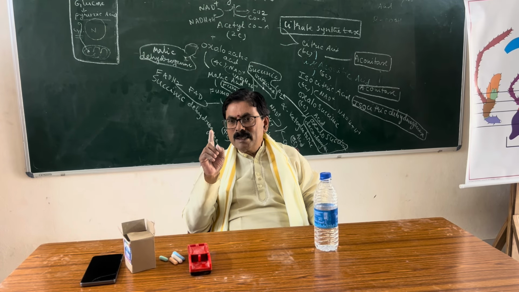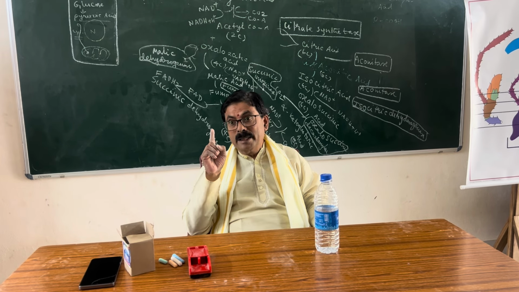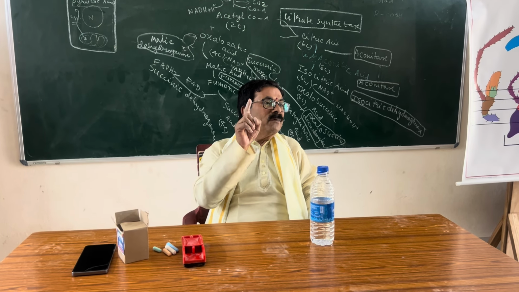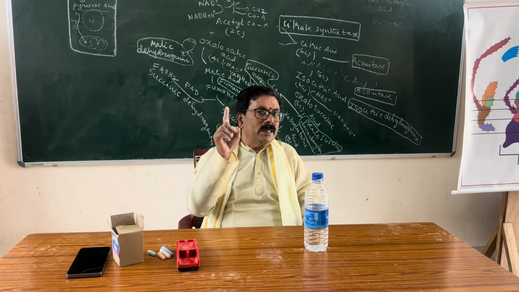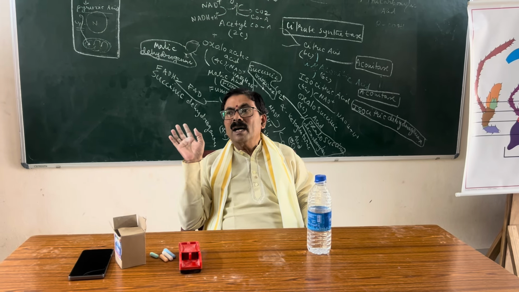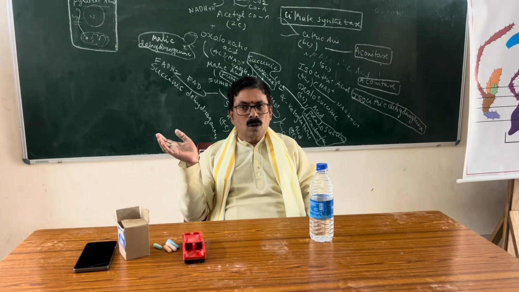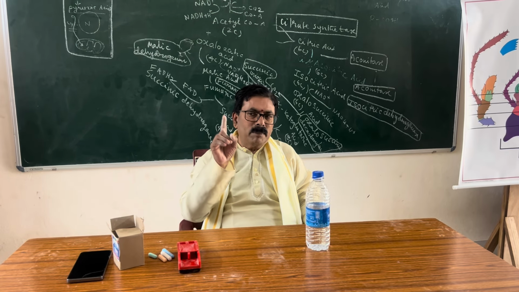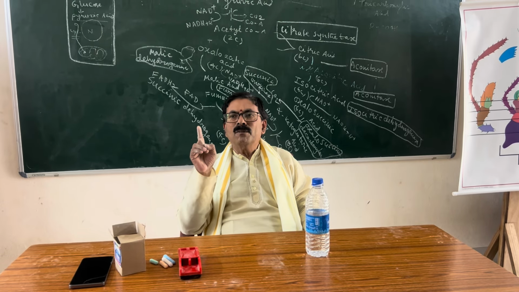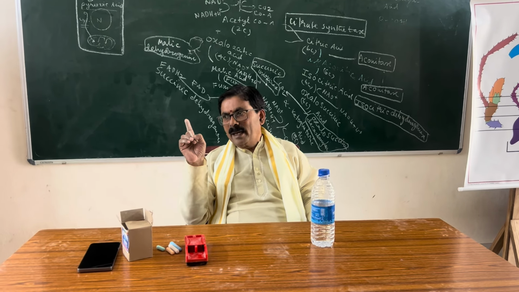It is a 5-carbon acid. Please remember an important point here for the NEET examination. The only 5-carbon acid formed during the Krebs cycle is alpha ketoglutaric acid. The remaining ones are either 6 or 4 carbon. But the only 5-carbon acid formed is alpha ketoglutaric acid.